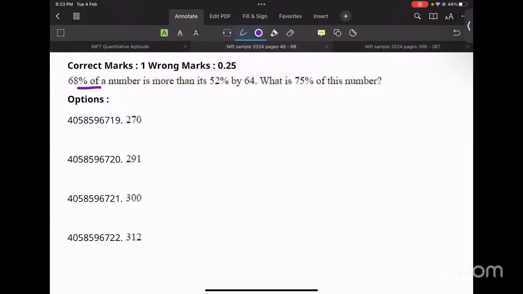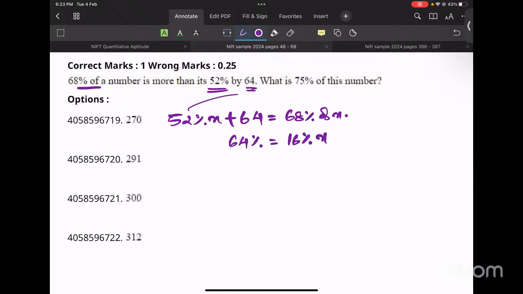So now you guys can solve. 68% of a number is more than its 52% by 64. That means 52% of x plus 64 equals 68% of x. Okay, this is in the question. 68% of a number is more than its 52% by 64. So 64 equals 16% of x when you bring it over here.